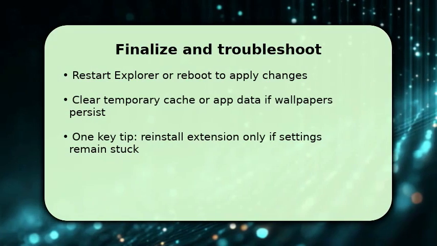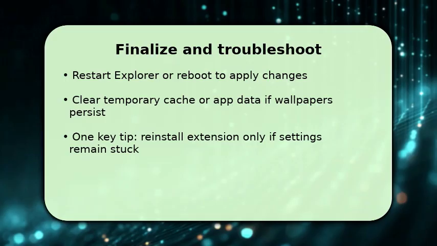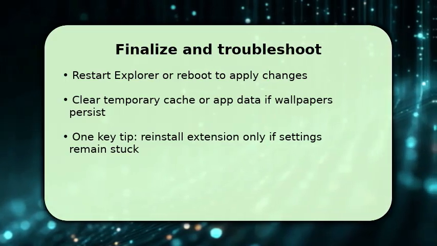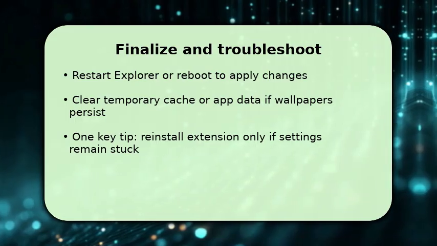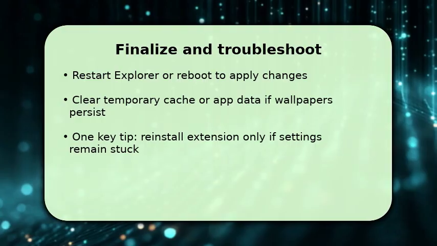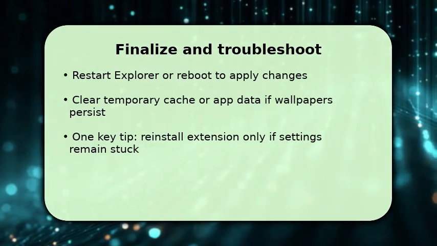Finish by restarting Windows Explorer or performing a full reboot to apply the disabled state system-wide. This ensures the wallpaper process stops. If the wallpaper persists, clear the extension cache or app data in Settings, Apps, Wallpaper Extended, Advanced Options.